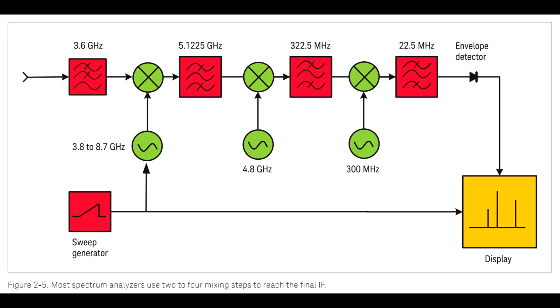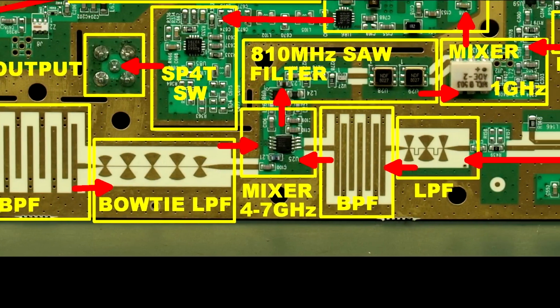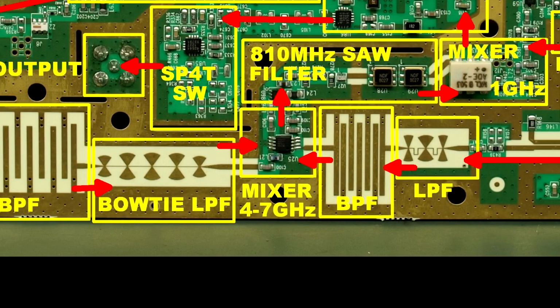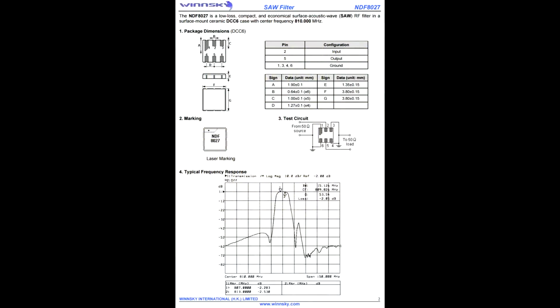But in the case of this particular one here, it's actually at 810 megahertz. And the reason we know that is because, hey, look, we can look at the filters on the output of the mixer and we can see that there are SAW filters, or surface acoustic wave filters, and we can have a look at the data sheet for this particular one. They're available in all different frequencies. This one happens to be an 810 megahertz SAW filter. So we know that's the output frequency of the second mixer.